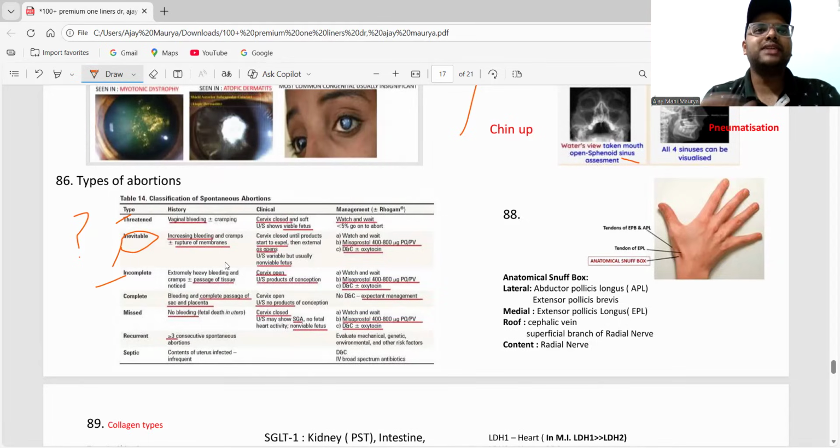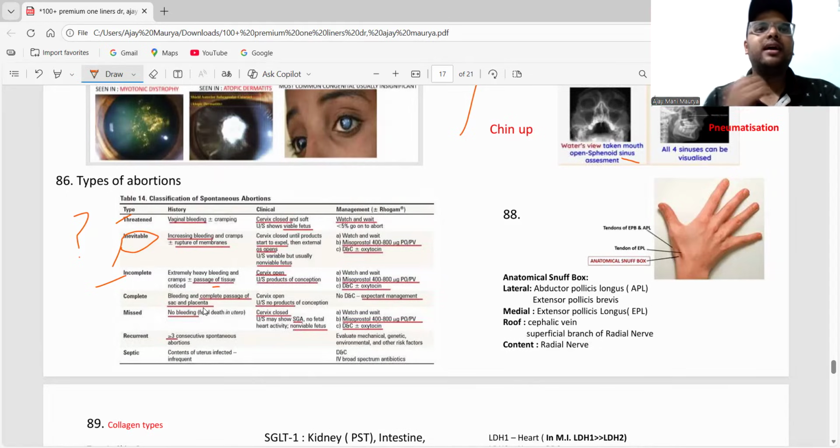Incomplete abortion: there is extremely heavy bleeding plus passage of small tissue. Notice small tissue, meaning the tissue will not all come out, but only a few will come.